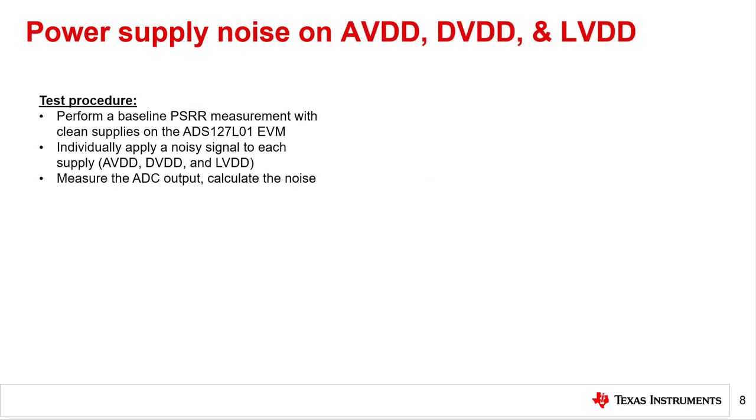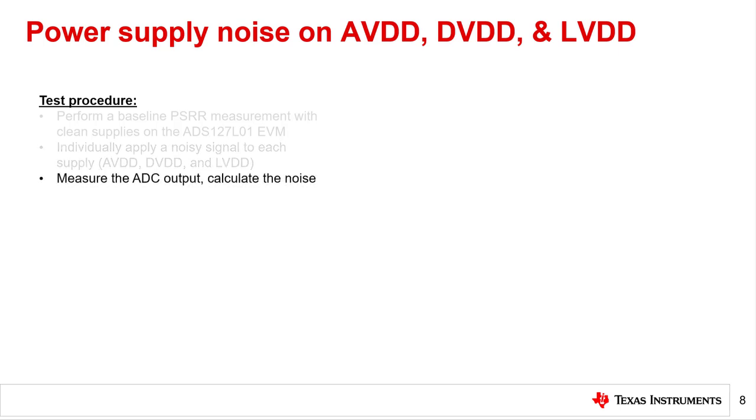To test which power supply is most critical with respect to power supply noise, follow the test procedure outlined on the top left. First, perform a baseline PSRR measurement on the ADS127L01 EVM using clean supplies. Use the same PSRR AC test setup as described throughout this presentation. Next, apply a noise signal on top of the nominal supply voltage. In each case, this noise signal is applied to only one supply at a time, while the other two supplies are kept noise-free. Finally, measure the ADC output, assuming shorted inputs, then calculate the resulting noise.